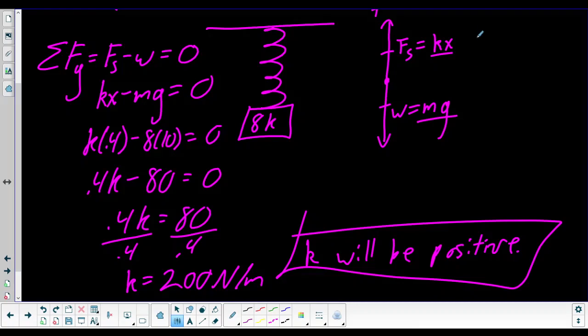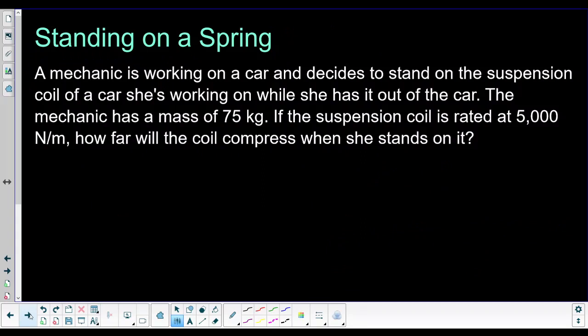This is how we would look at a force problem involving springs. We still draw a force diagram. We still do a sum of forces equation. We set up our equations, we plug in our numbers, and then we do a little bit of algebra to solve for the numbers we want. All right, pretty fun. Let's do one more.